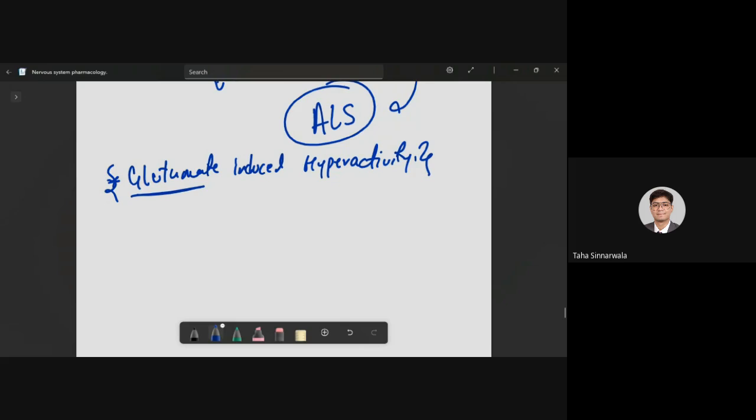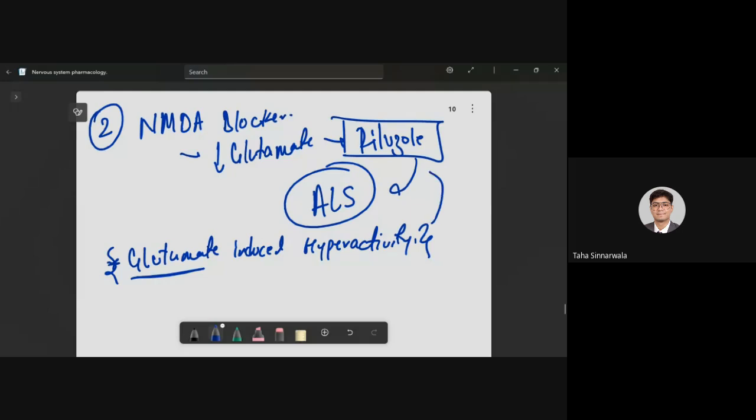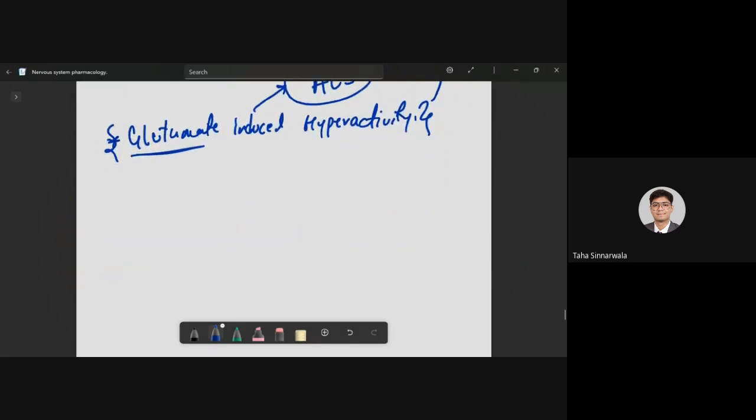And the way we can kind of prevent this is by giving patients riluzole. This condition might also happen in patients with ALS. So that's why we want to give them riluzole so that this does not happen. And then we can prolong the survival of patients with ALS. Very important.